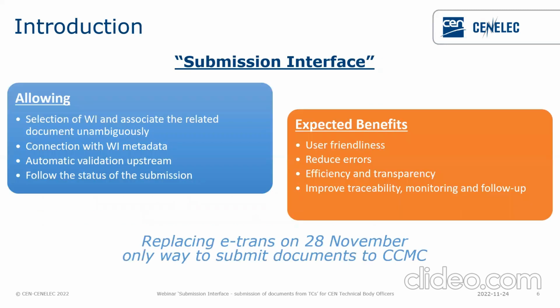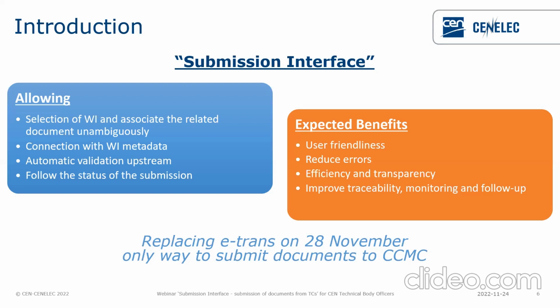In terms of what this new submission interface will bring and allow, one of the main changes is that you will be able to provide your document connected to the relevant work item. As an example, if you have an issue with the work item, for instance, if you are not in a good phase or if you do not have an active work item, you will not be able to provide a document to CCMC. This is extremely important because if you need to take an action on our side, this will enable us to know upfront that you need to take an action.